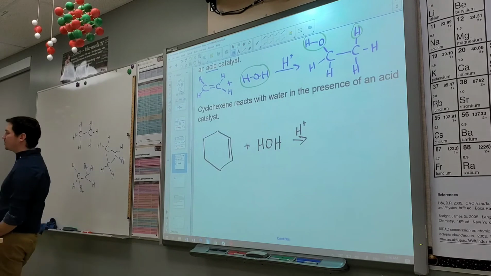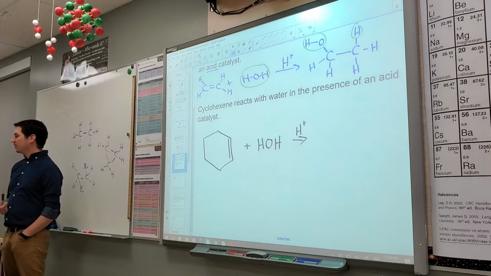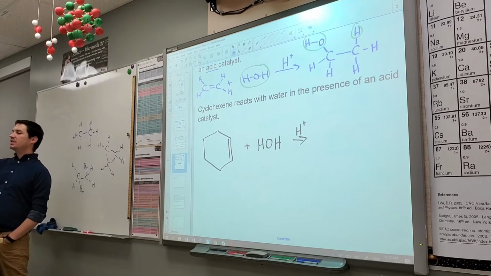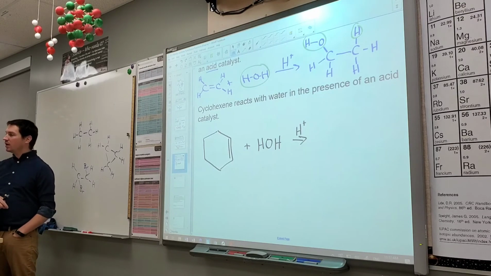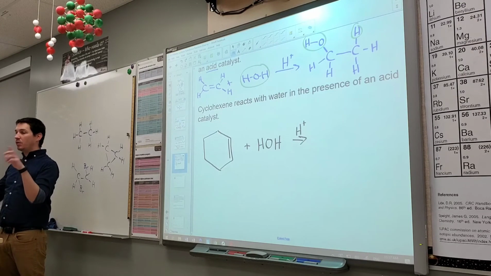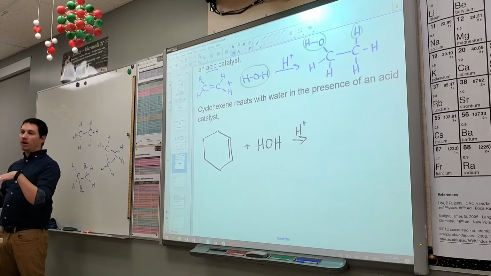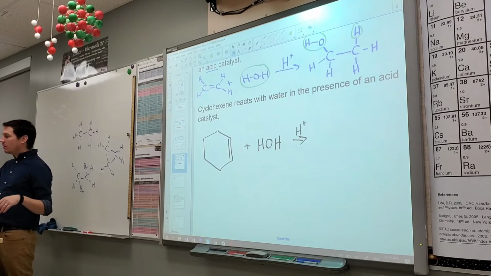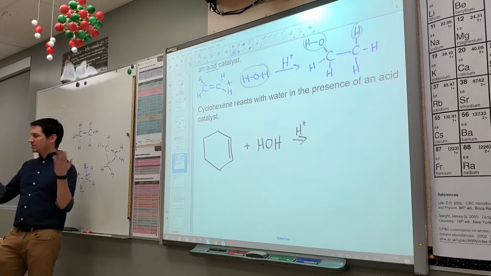Addition reactions always break the double or triple bond, and it turns it into one less bond. So if we broke a triple bond, what would it turn into? A double bond. If we broke a double bond, it would turn into a single bond, and if we broke a single bond, then it would turn into no bond at all, right?